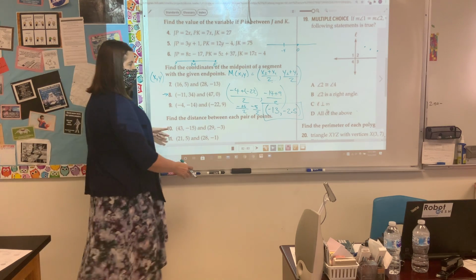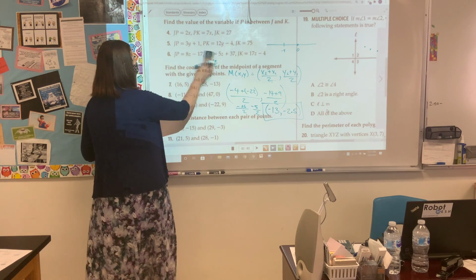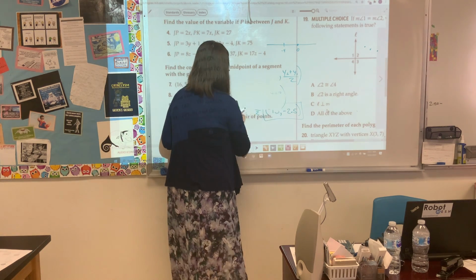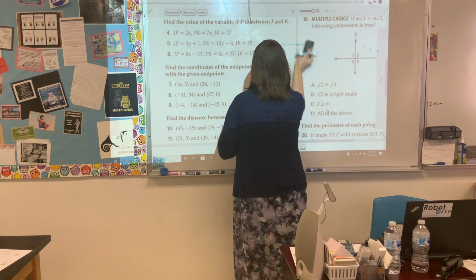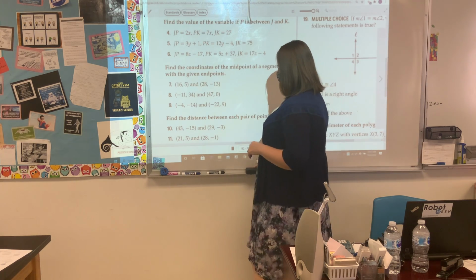Not as bad as we remembered, huh? Just use the formula and plug it in the right way. Just make sure that x comes before y and every point is xy.